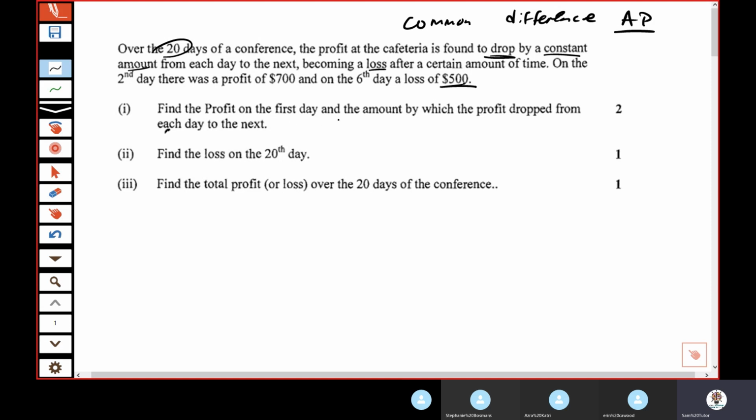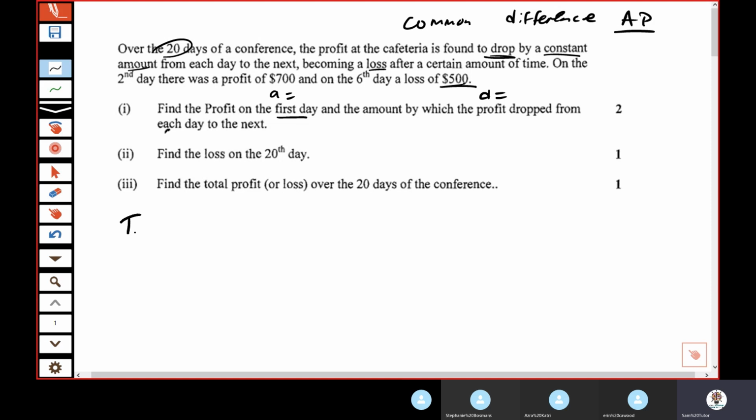Find the profit on the first day. So in other words, find A, or T1, the first term, however you think about it, and the amount by which the profit dropped from each day to the next. So pretty much find A and find D. You're not going to just be able to go find A and D like that. You've got to use this logic.